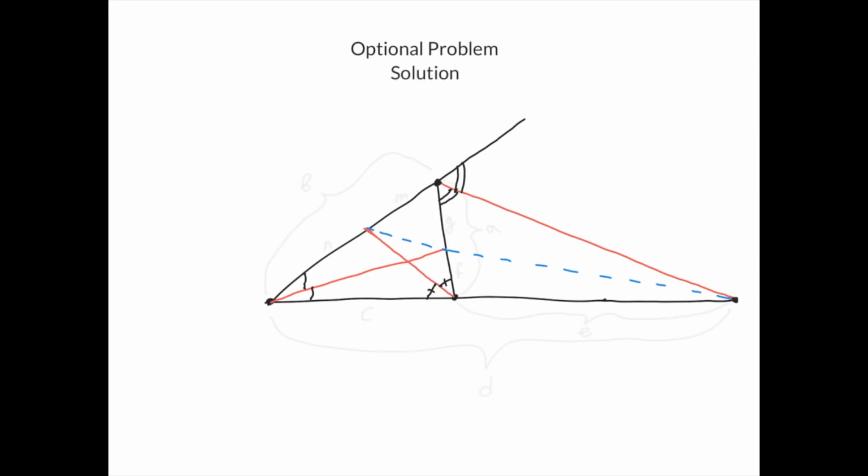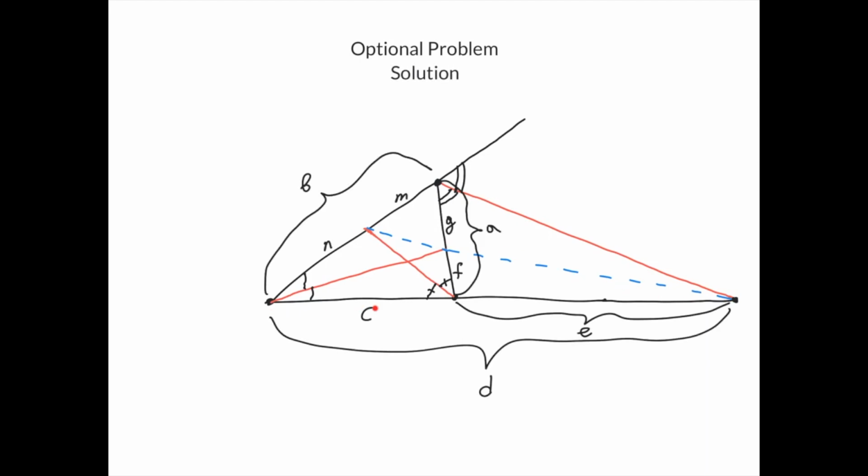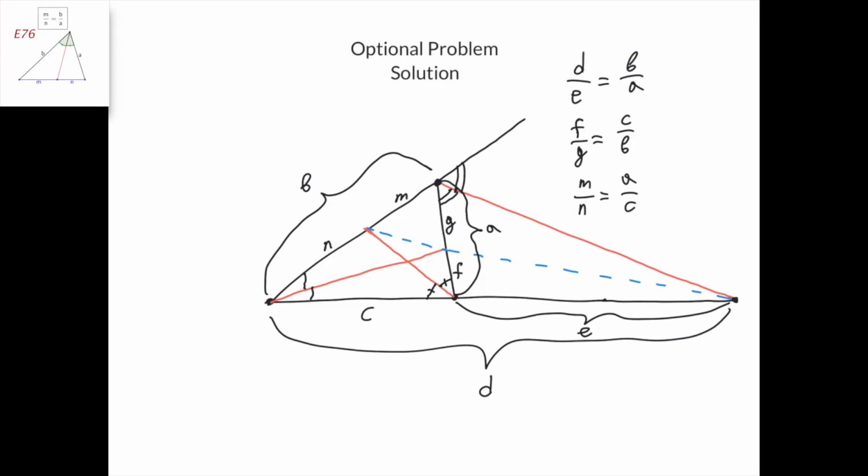And here's the solution. Let the sides of the triangle be C, A, and B. Let this distance be D, this one be E, this one F, G, M, and N. From the property of the external angle bisector, we have that D divided by E equals B divided by A, which is written here. From the property of the internal angle bisector, we have that F divided by G equals C divided by B, so this is written here. And finally, from the same property, but applied to this angle bisector, we have that M divided by N equals A divided by C, which is written here.